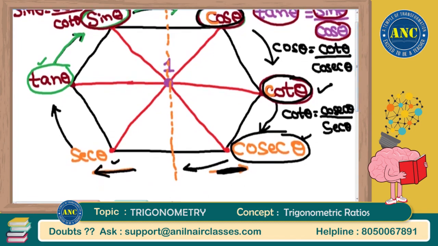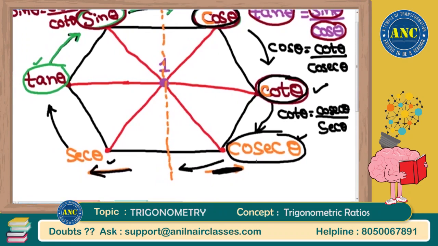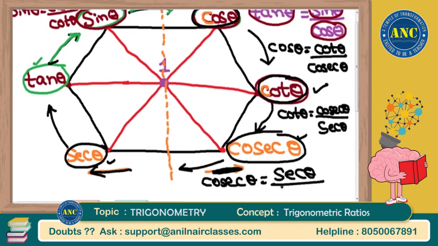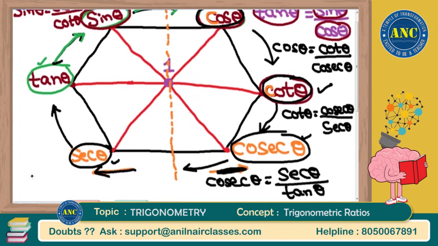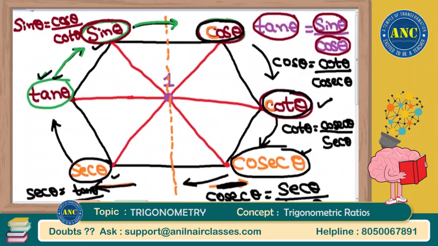Similarly, this cosecant can be written as, if I start with cosecant theta, it is nothing but equal to, take the next two, secant theta divided by tan theta. I hope you are able to understand so beautifully. And the last one can be written as secant theta is nothing but equal to tan theta divided by sin theta. Everything can be derived so beautifully, sir. No need to remember any of these trigonometric formulas. If you know this hexagon, everything can be derived so beautifully, whenever you require it.